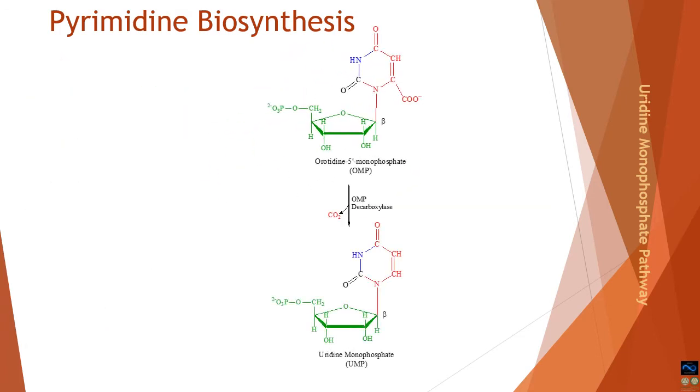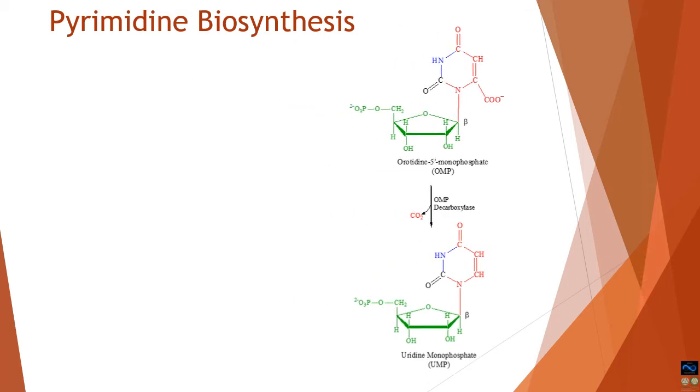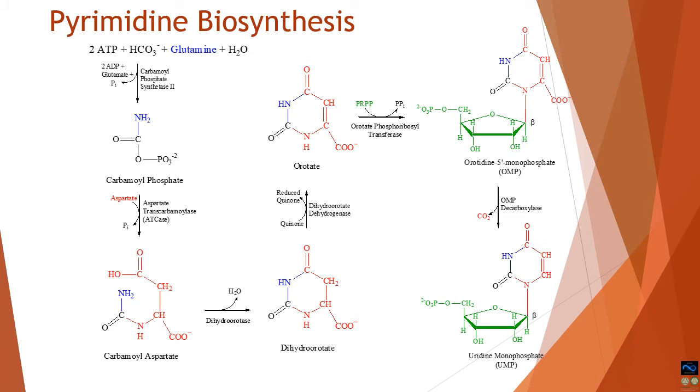In the last step of the pyrimidine de novo synthesis, OMP decarboxylase causes the decarboxylation of the OMP and leads to the formation of uridine monophosphate. The carbon dioxide is released here, and the enzyme is called ODCase also, or OMP decarboxylase. That is the pyrimidine metabolism till UMP. Then UMP has to go and get converted into two different nucleotides.